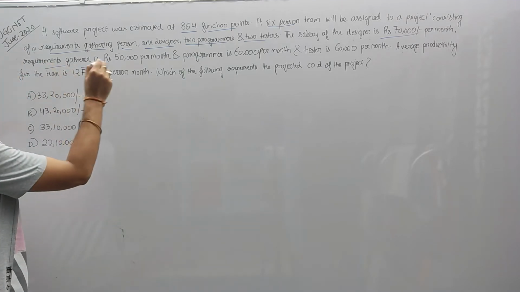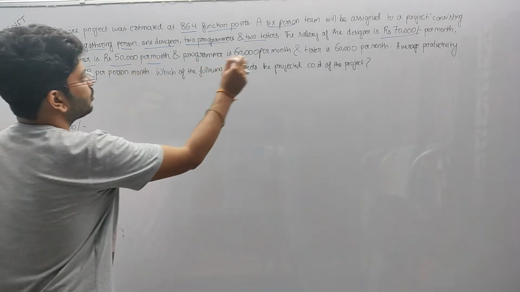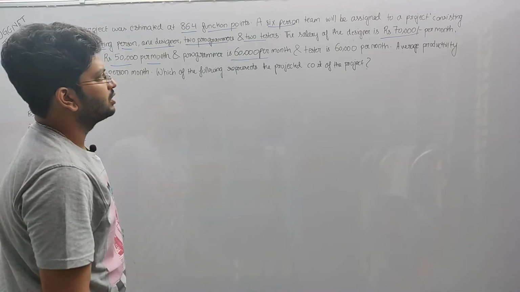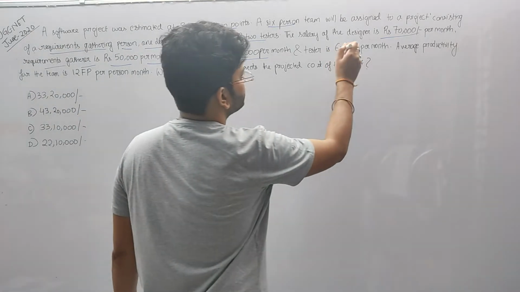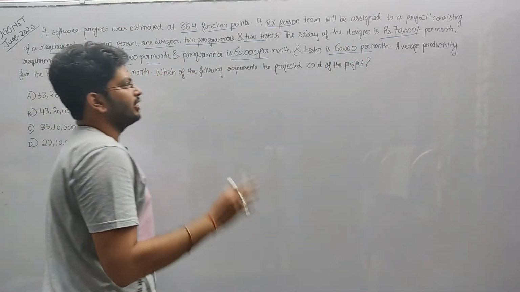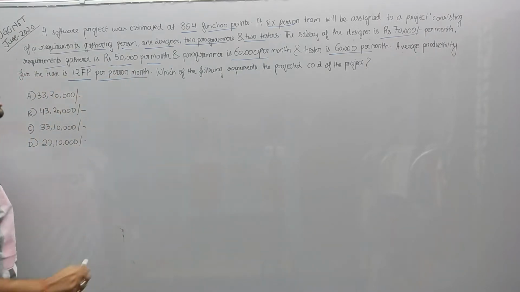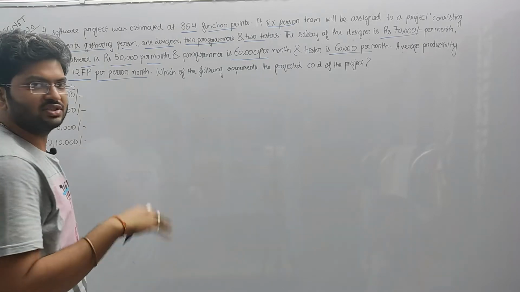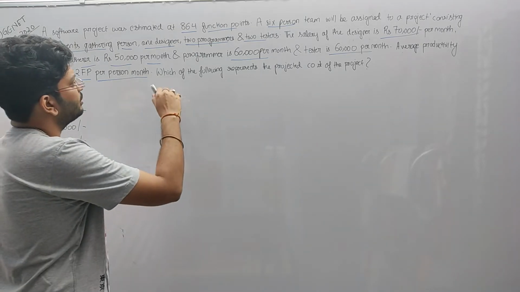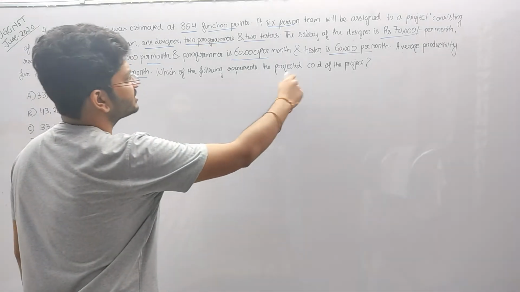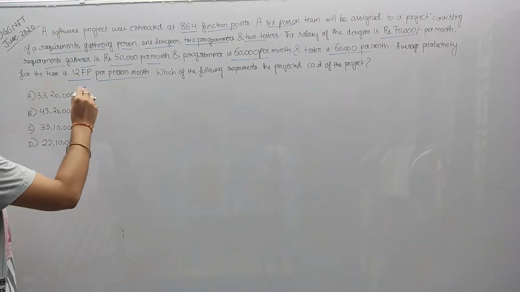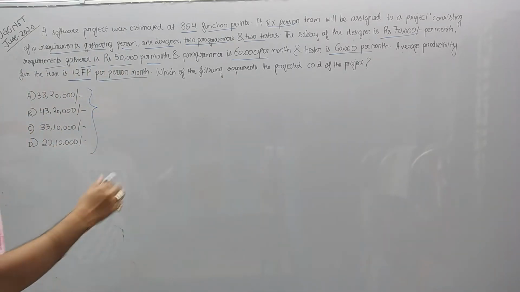Requirements gatherer is rupees 50,000 per month and programmer is rupees 60,000 per month, and it means the salary of the tester is also 60,000 per month. Average productivity of the team is 12 function points per person month, means per person in 1 month. So they are basically asking which of the following represents the projected cost of the project. So these are the options.